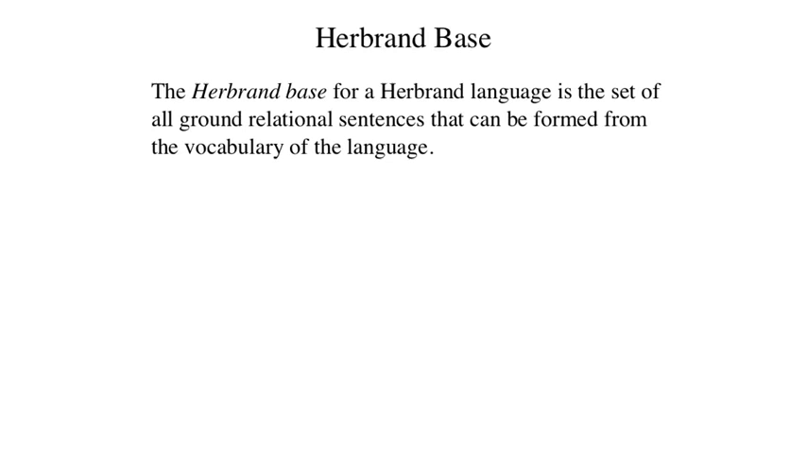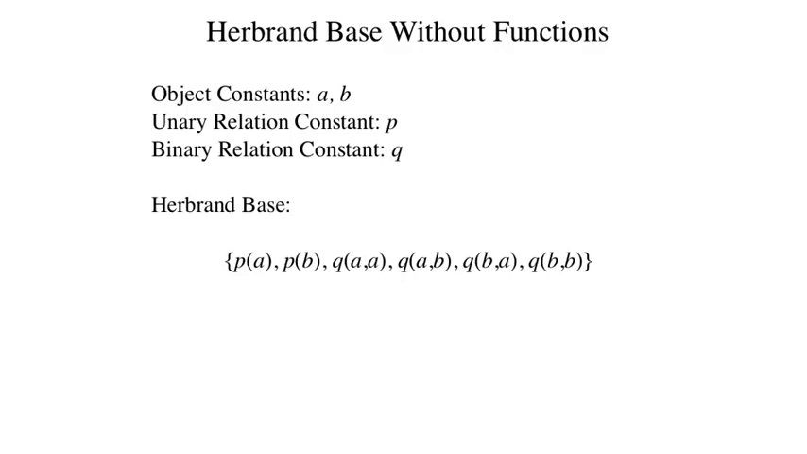The Herbrand base for a Herbrand language is the set of all ground atomic sentences that can be formed from the vocabulary of the language. Let's look at some examples. For a schema with object constants A and B, no function constants, and relation constants P and Q, where P has arity 1 and Q has arity 2, the Herbrand base is shown here.